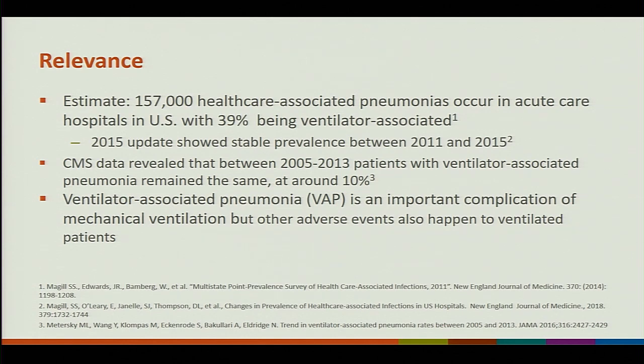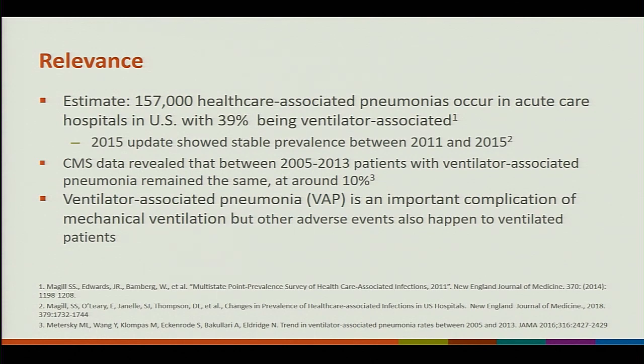A follow-up point prevalence study conducted in 2015 found that the prevalence of these HAIs were about the same. Likewise, CMS data between 2005 and 2013 found the prevalence of ventilator-associated pneumonia to be unchanged. And they estimated that about 10% of patients on ventilators will develop a pneumonia associated with that ventilator. So we still have some work to do to prevent pneumonia in ventilated patients.